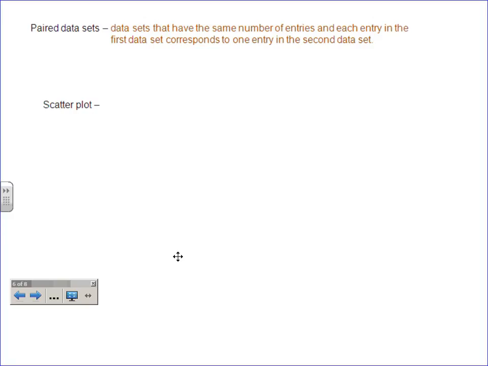And the best example of that is a scatter plot, which is why I have them on the same slide. A graph where ordered pairs are graphed as points on the coordinate plane. So basically, they take those paired data sets and turn them into x and y, which is probably the best example of them anyways, and they put them on the coordinate plane.